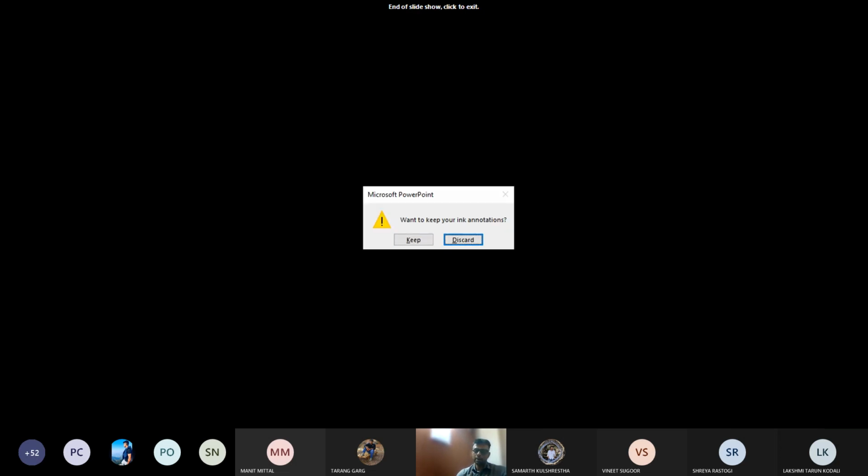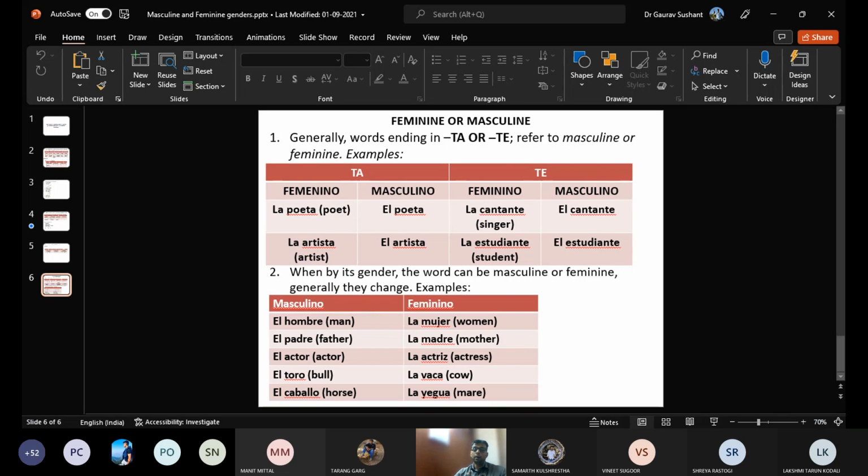So this was about identifying genders in Spanish. If you understood this very well, you will hardly find difficulty in identifying the gender of any noun, because Spanish is all about using the correct gender for any noun. It is very important. If you are using it incorrectly, it is a problem. So you should be clear about the gender of the noun, whether it is living or non-living, and accordingly you can make a correct sentence also.